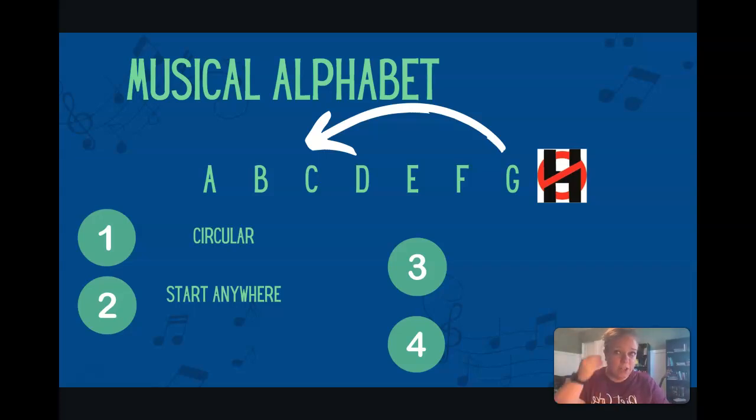The faster it is for you to recall the musical alphabet starting from anywhere, the easier it will be to read off of the staff. The third cool thing about the musical alphabet is that it is bidirectional.